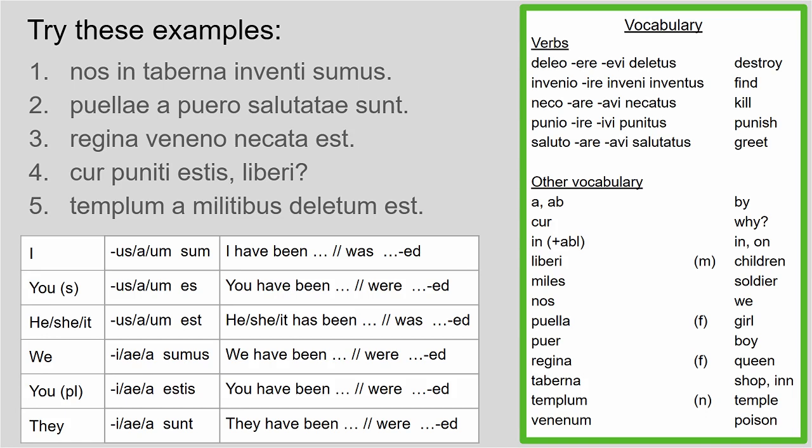And finally, number 5, templum a militibus deletum est. Deletum est, I know, is a third person singular. Deletum tells me that it is neuter, so I'm going to be looking for a neuter nominative. In this case, templum matches, so templum deletum est. The temple has been destroyed. A militibus, an ablative of agent, by the soldiers. The temple has been destroyed by the soldiers.